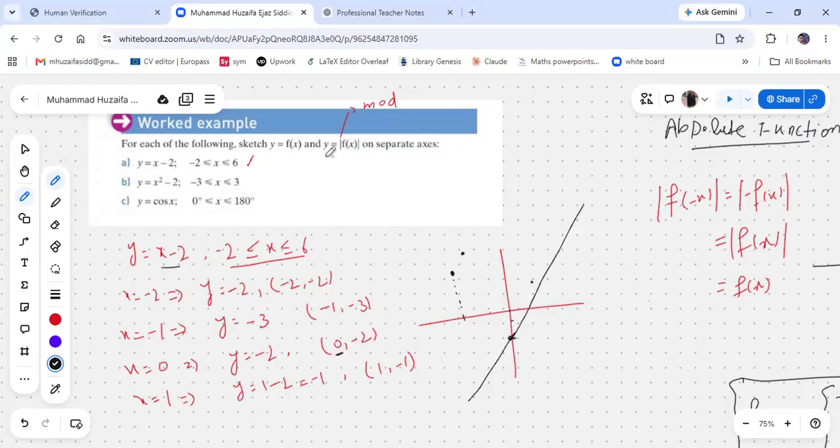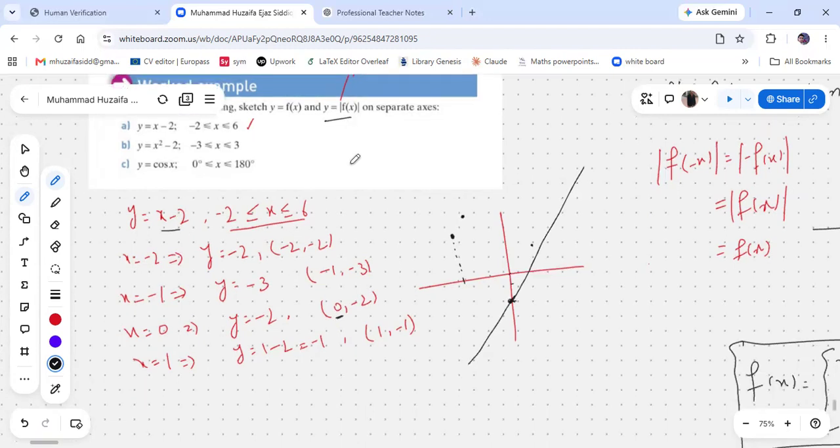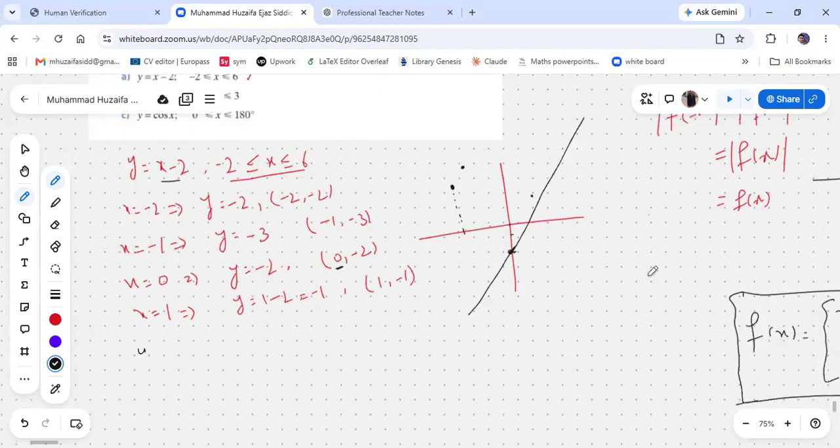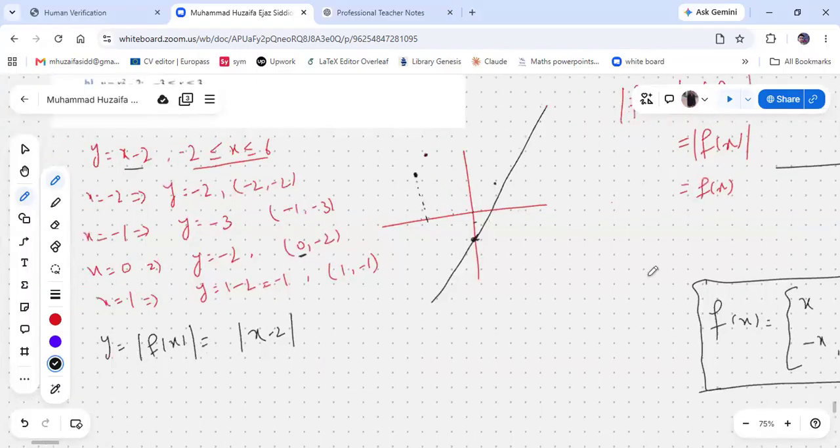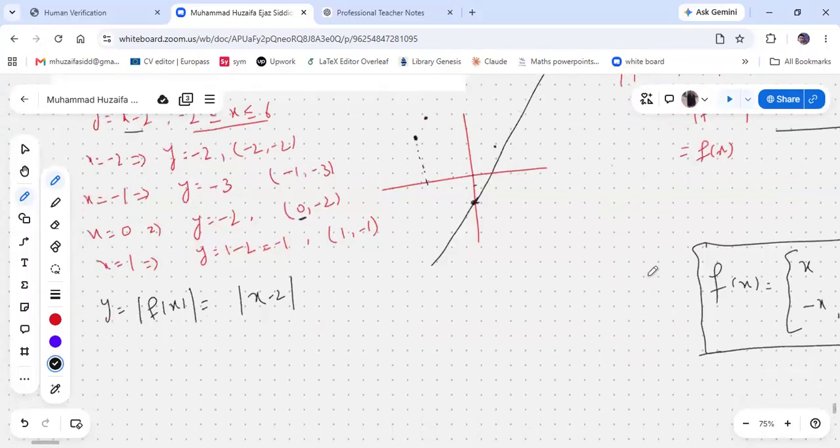Now I'm moving to this one, y is equal to mod of x minus 2. So when we remove the mod, we have two conditions. We already discussed it: x is greater than or equal to 0 and x is less than 0.